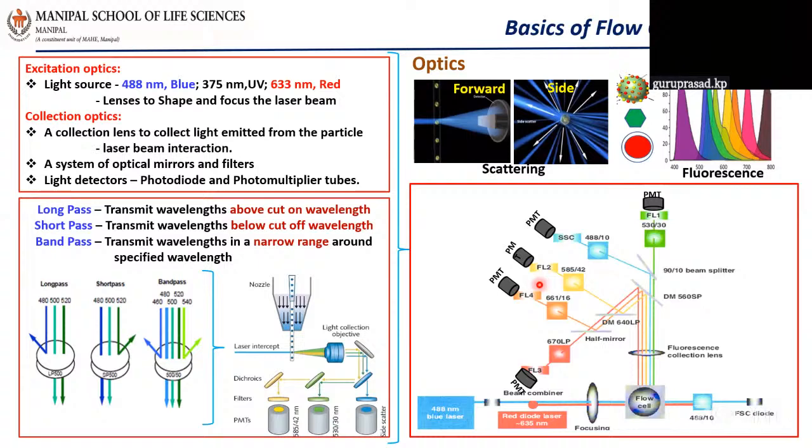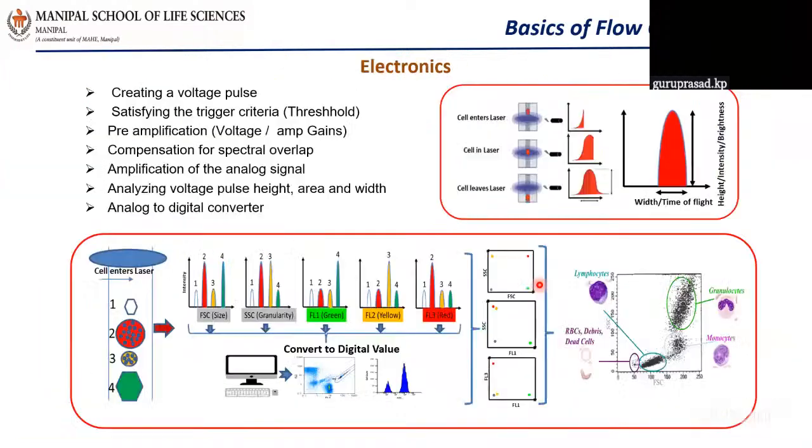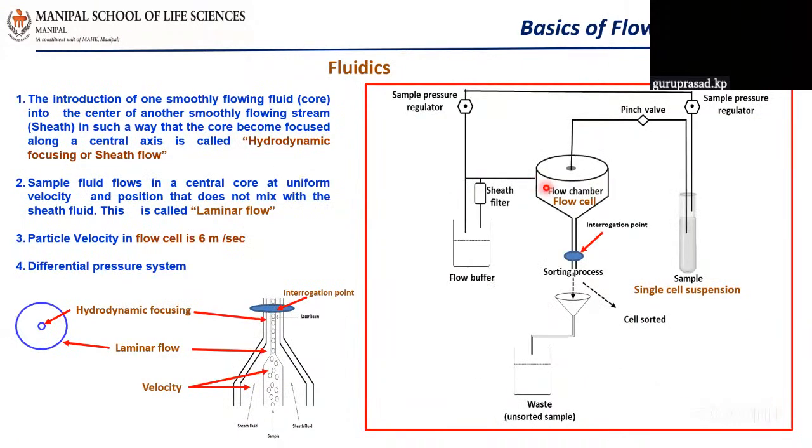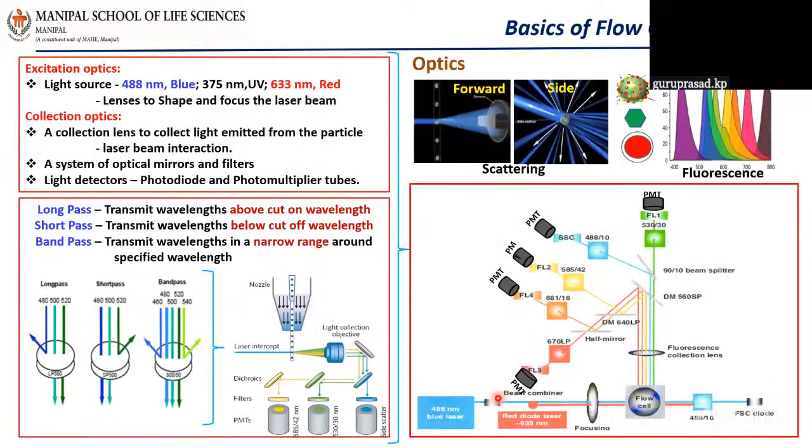So what happens in the machine is that, for example, here the laser lights are produced. This is a flow cell. Just now I showed that this is a flow cell where the cells are moving in a single line like this. You can look at the left side also. This is the place called the interrogation point, where the light is coming in a horizontal way, as you can see here.